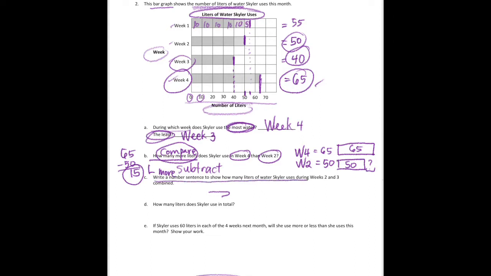Now, we need to write a number sentence to show how many liters of water Skylar used during week 2 and 3 combined. That means we are adding week 2 and 3. So we write 50 plus 40 is equal to 90 liters.